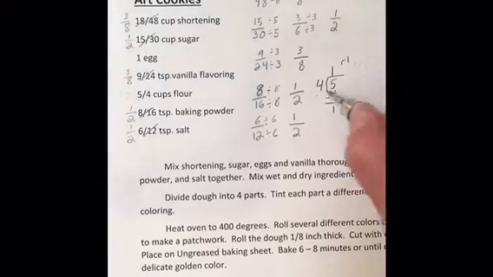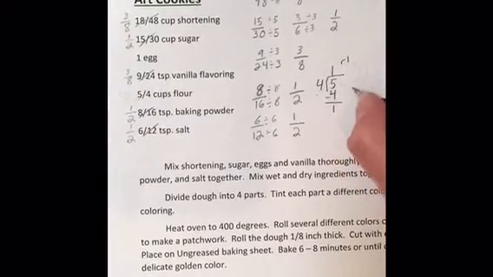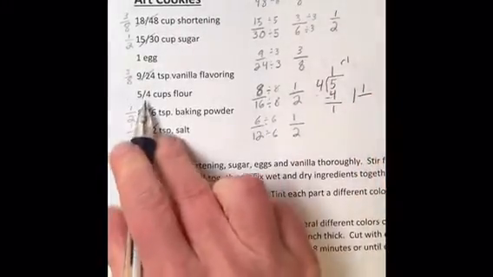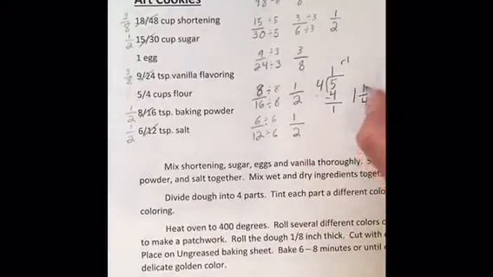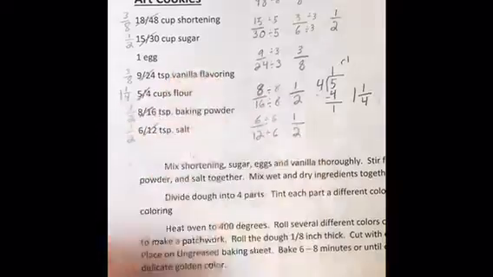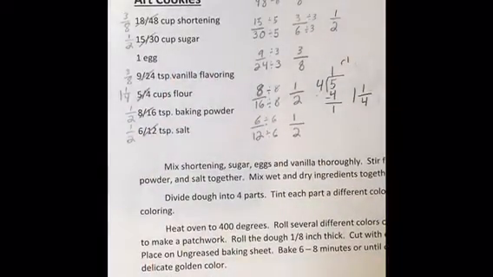So how many full groups of 4 did I make? I made 1 full group of 4. I have 1 left over, so that's my numerator. My denominator stays the same. So I need 1 1/4 cup of flour. That is a much nicer number than 5/4. I think we're ready to cook.